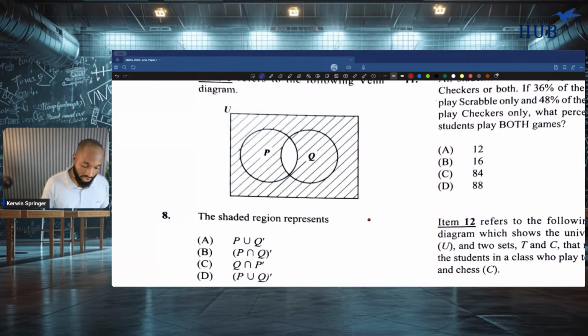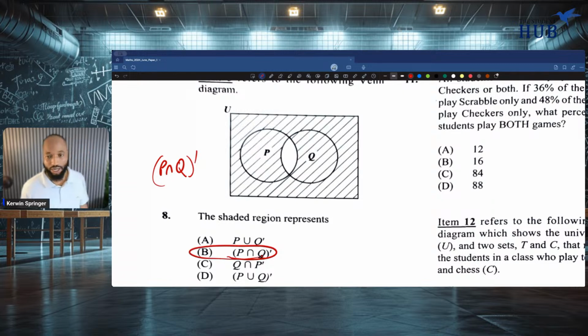The shaded region represents, that looks like everything outside of the intersection. So P intersect Q, complement. That shows everything outside of that region. P intersect Q, complement, B. And we keep on pumping.